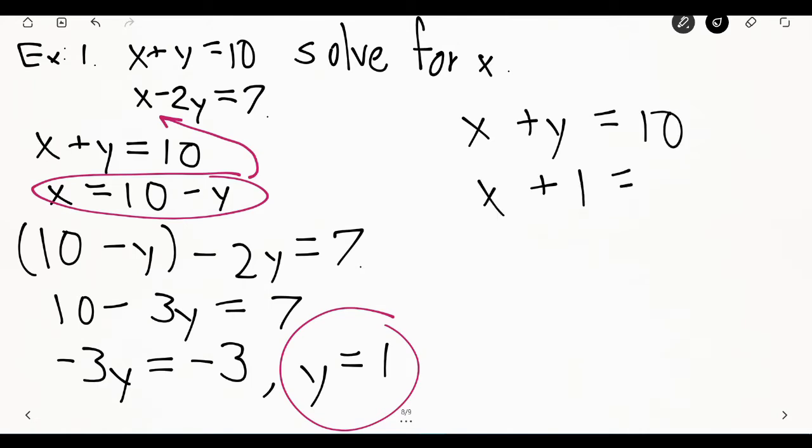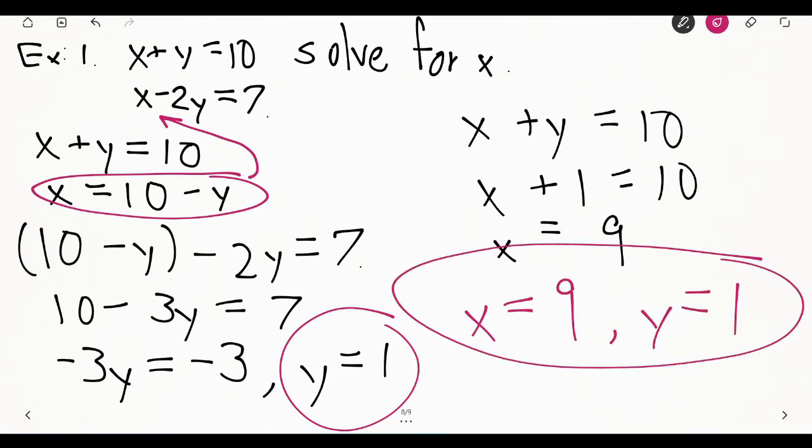Plug y back into the first equation. This gives us x plus 1 is equal to 10. Simplify for x, which is 9. For this set, x equals 9 and y equals 1.